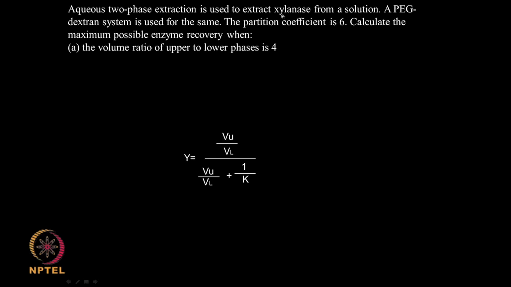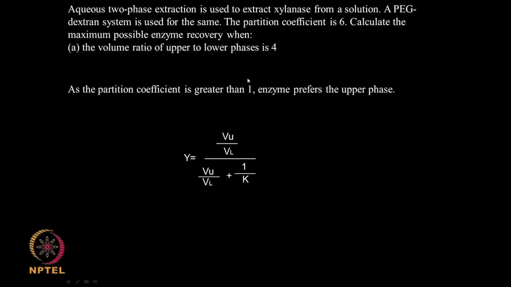Aqueous two phase extraction is used to extract xylanase from a solution, a PEG dextran system is used. The partition coefficient is 6. Calculate maximum possible enzyme recovery when the volume ratio of upper to lower phase is 4. Now, you need to use this equation, yield is equal to VU by VL divided by VU by VL plus 1 by K. Here K is given as 6, VU by VL is given as 4. So, I want to calculate yield. So, I put 4 plus 1 by 6 and I calculate Y, okay.